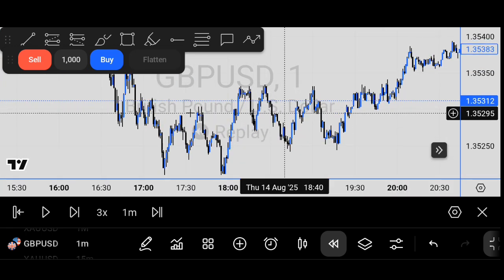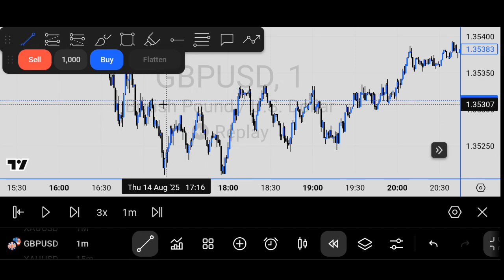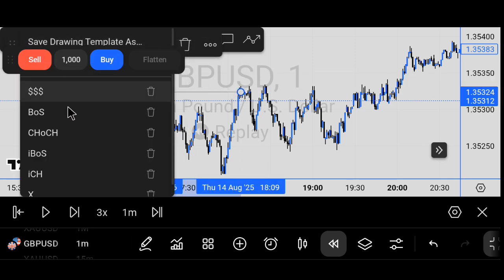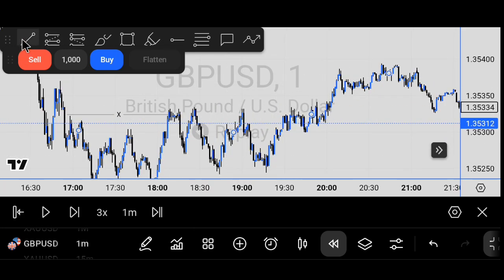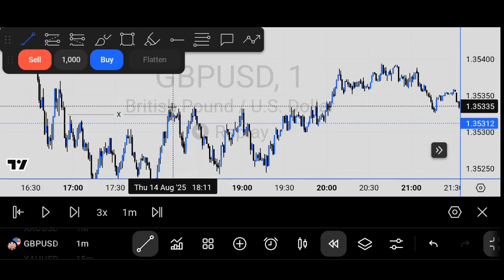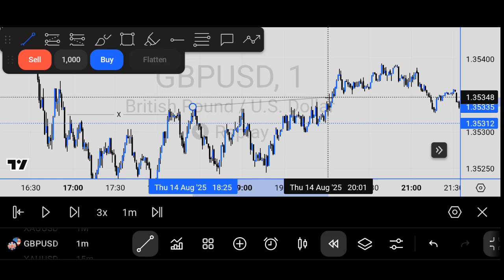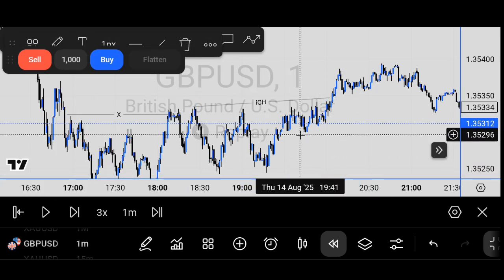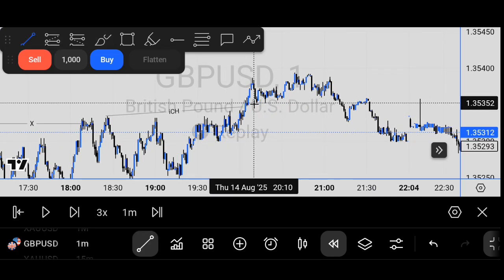you see that we have our inducement sitting right here. Inducement, and then we have our internal change of character. This was a sweep, so our internal change of character, it's closed, and this is where we have the main close, this high. So internal change of character right here. And now we have our inducement sitting right here.